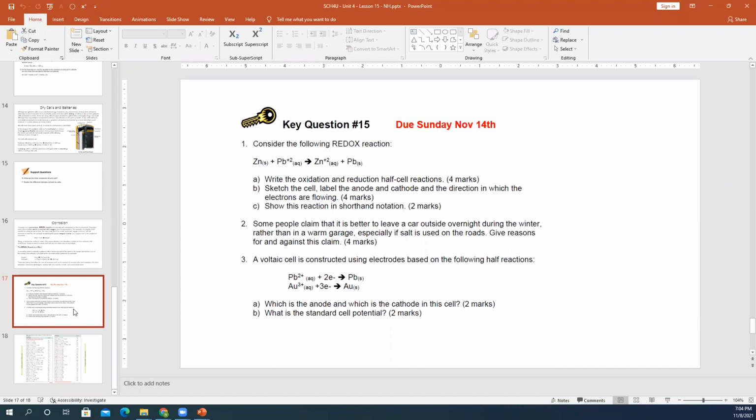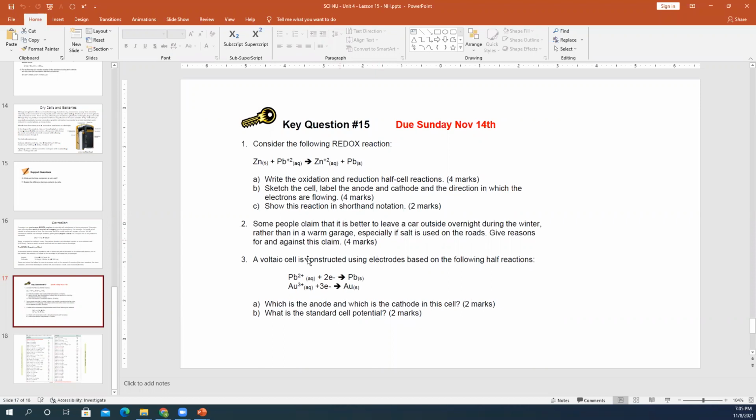If you want to avoid corrosion, I think that's what is at the heart of this question: what's better for your car? Given that there's salt used on the roads, do you think it's better to leave your car outside overnight in the cold, or inside in a warm garage? And give your reasons why, keeping in mind corrosion, keeping in mind electrochemistry.